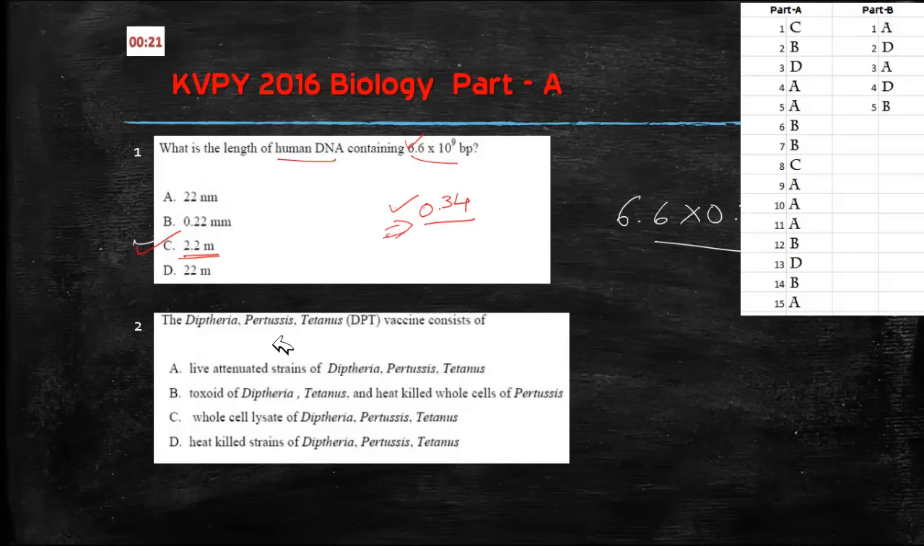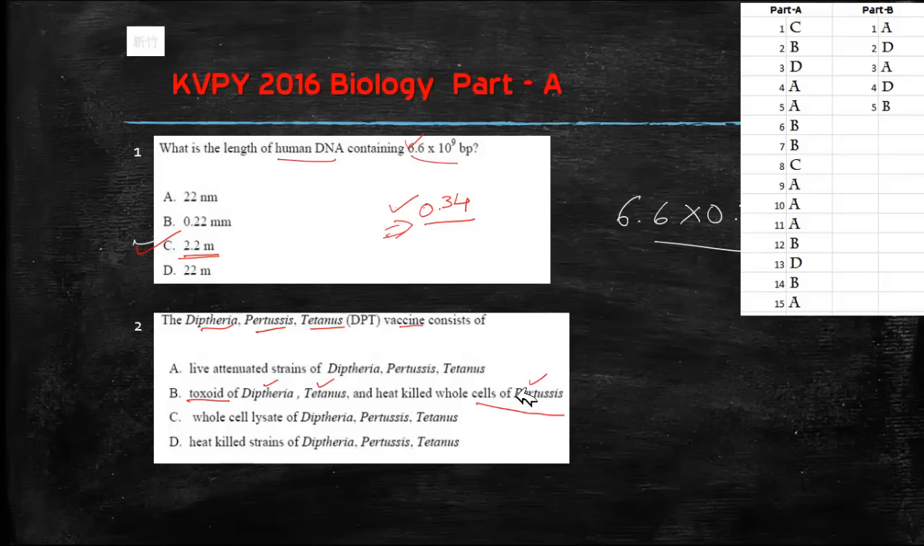And next is: diphtheria, pertussis, tetanus vaccine consists of. These are bacterial pathogens, and all of these may not have a similar kind of treatment before they are inserted into humans or children. So we'll go with the proper method. Toxoid of diphtheria and tetanus, and heat-killed whole cells of pertussis. This is taken as one of the preventive measures. Toxoid refers to extracting the toxin and treating it with heat or chemicals so that it activates your immune system, and when you get the real disease, your body will be ready to defend against it.